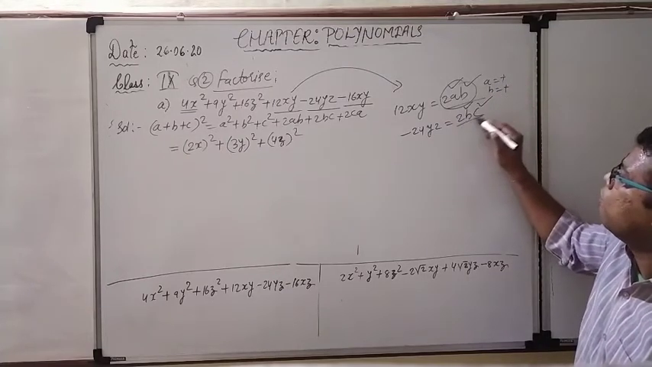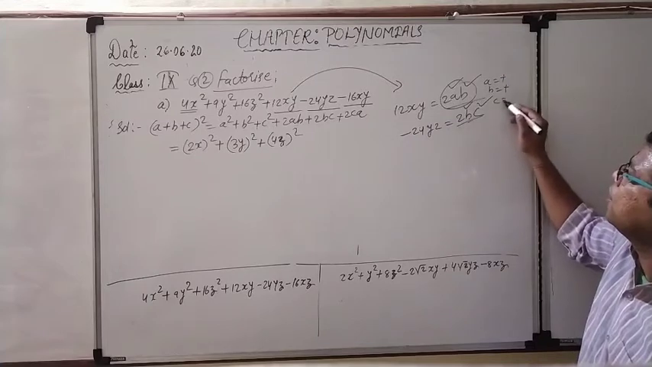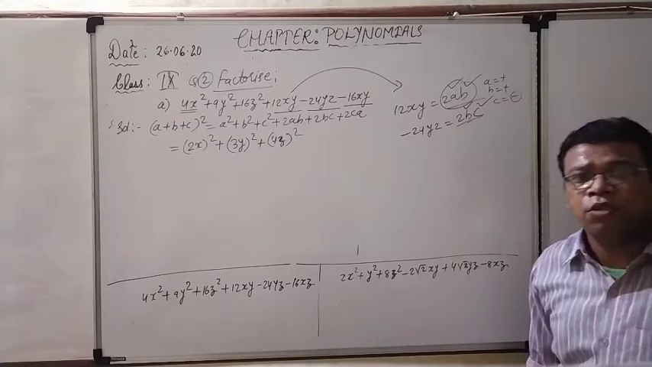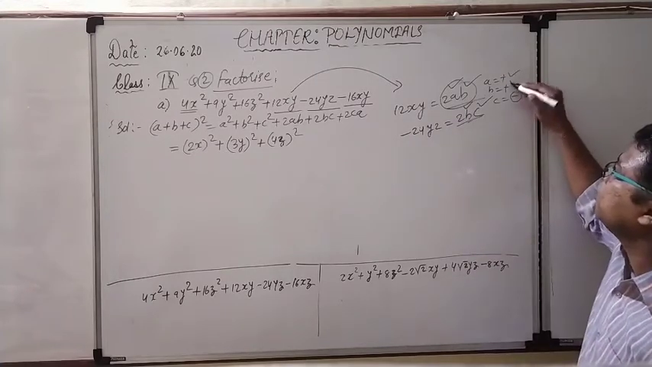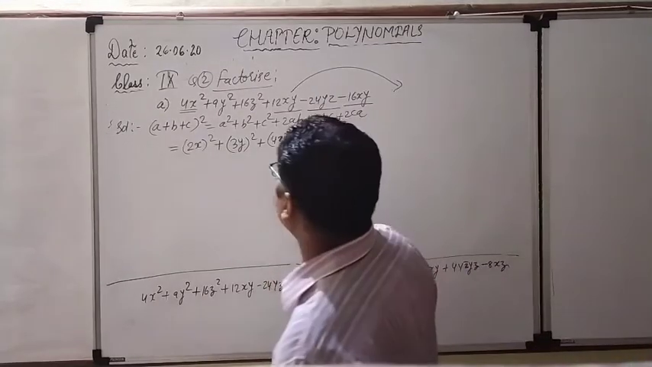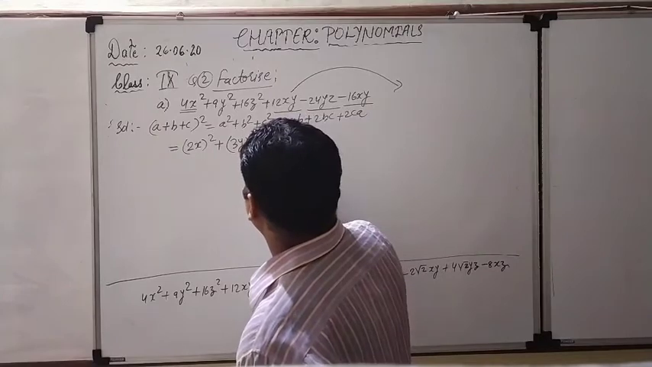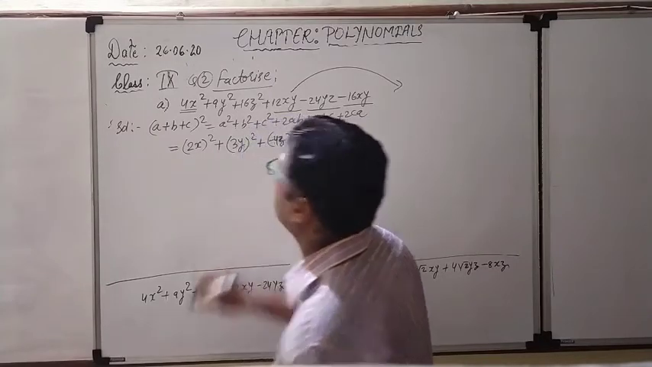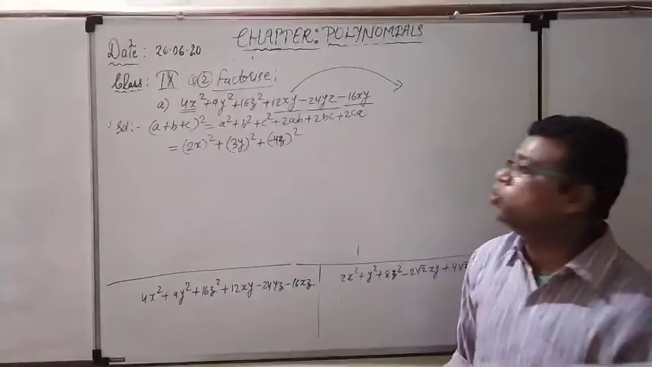Meaning, why is this coming in the negative form? Because c is going to be negative. So now things are very clear: a is positive, b is positive, but c is negative. So from here, what do we have to do? This 4z is not 4z, it is minus 4z square.